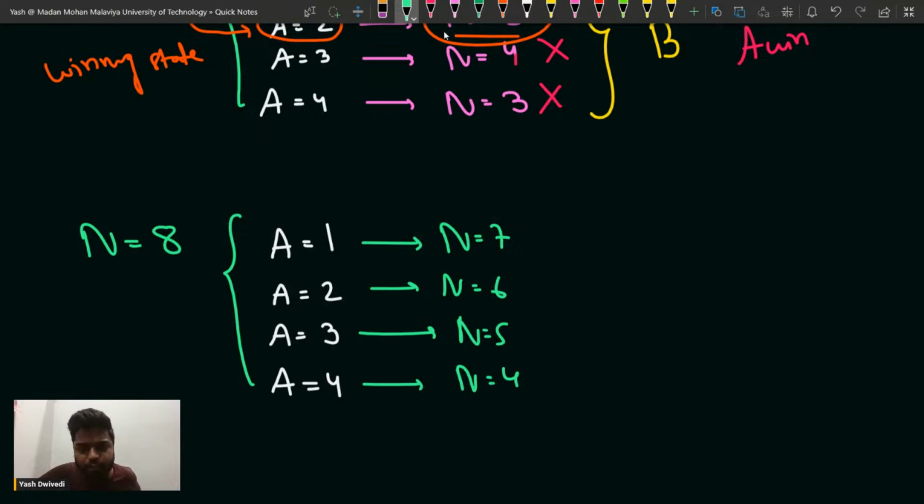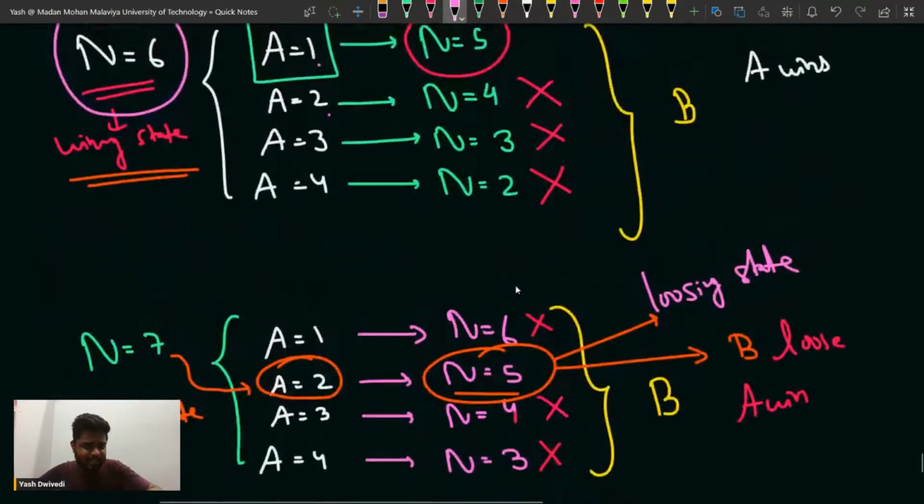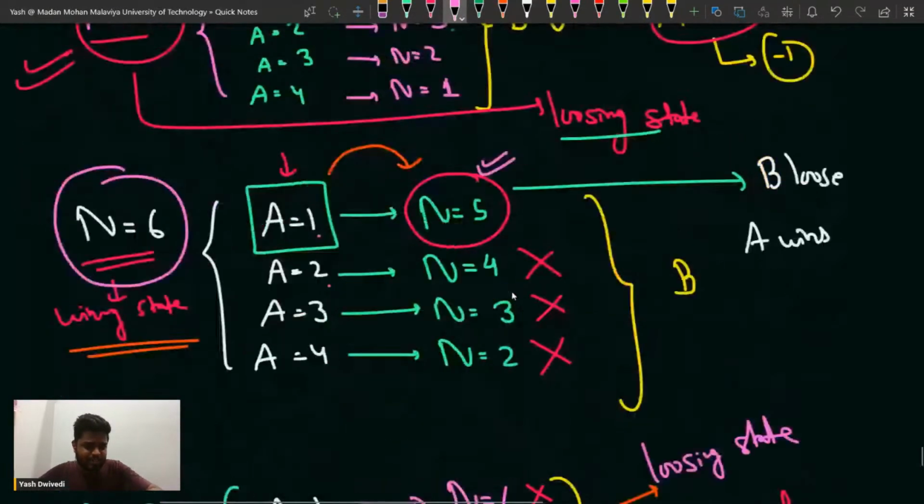So these values are what B can get. If B gets 4, then B will win, correct? So I don't want B to get 4, because 4 is a winning state. For any player who gets 4, that player is going to win. So if B gets 4, B is going to win, so I will not give B the value 4. If any player gets 6, you can see 6 is also a winning state.